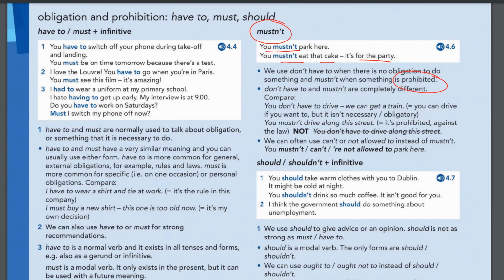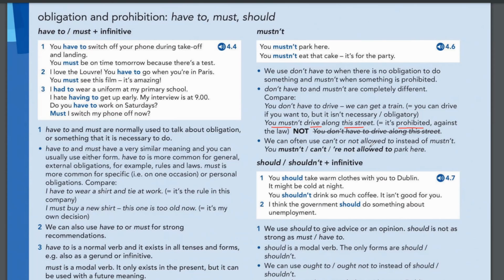Okay. So again, don't have to and mustn't are completely different, guys. Comparing, you don't have to drive. We can get a train. It's optional. You can drive if you want to, but it's not really necessary. It's not obligatory at all. Yeah. But when I say you mustn't drive along the street, you're not allowed. You don't have option. You're not allowed to do that. Don't do that. It is prohibited by law or rules.